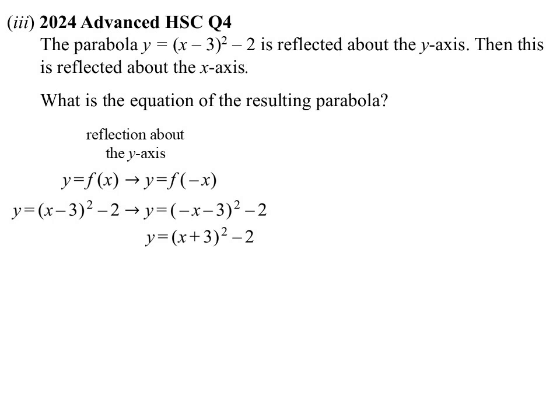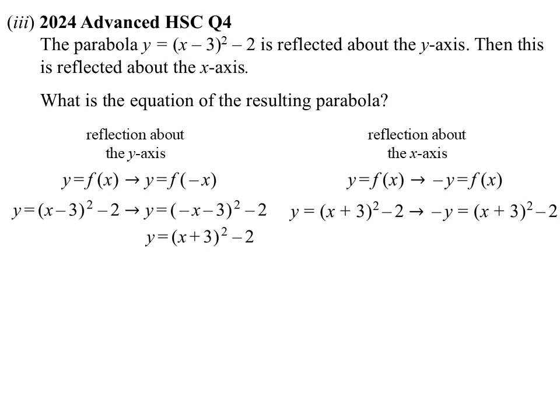I'm going to make that a little bit neater, because (minus x minus 3) squared would be the same as (x plus 3) squared. It just looks neater having a positive x there than a negative x. It doesn't matter, I suppose. They are the same thing. It just looks a bit cleaner like that. But now we're going to reflect that about the x-axis. And now I'm replacing y with negative y. So negative y will be (x plus 3) squared minus 2. Multiply everything by negative 1 so I can make y the subject. And there I have it. y equals minus (x plus 3) squared plus 2.